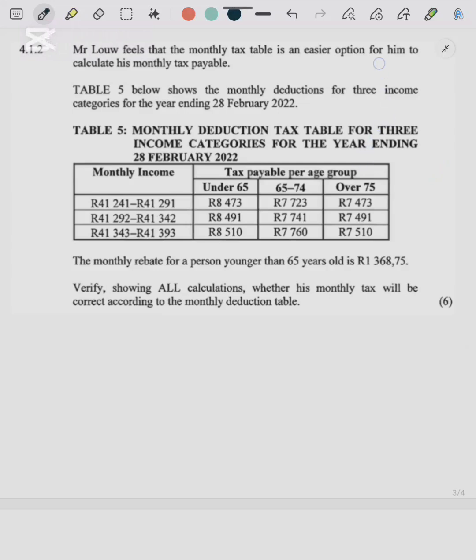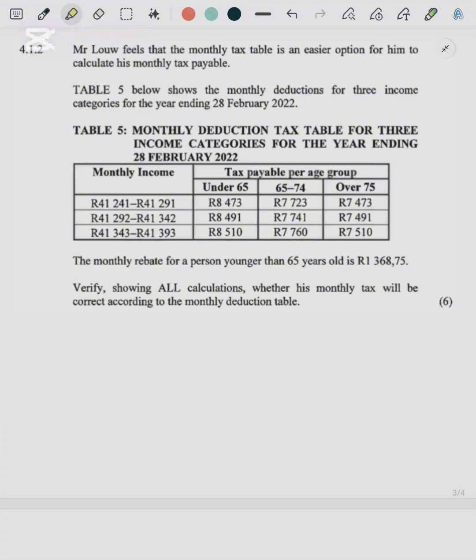Right, our next question says that Mr. Lowe feels that the tax table will be an easier option for him to calculate his monthly tax payable, and then they've given us an extract from his tax tables for the right brackets there, and they tell us that the monthly rebate for a person younger than 65 years is 1,368 rand and 75 cents. Verify whether his monthly tax will be correct according to the monthly deduction table. So we're now tying together our previous question with this question. So the first thing we need to do is look at our table and see, well, what should he actually be earning according to the table?